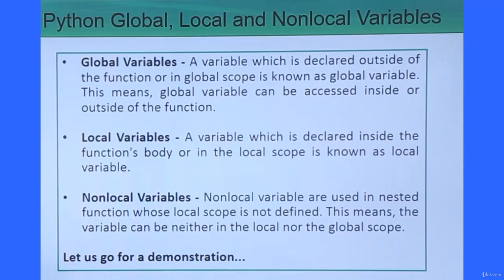What about non-local variables? Non-local variables are used in nested functions whose local scope is not defined. So that means within the nested function we are using one variable which is not locally defined within the function itself. This means that the variable can be neither in the local nor in the global scope. So those variables will be known as non-local variables. I think the concept is not getting clear to us, so let us go for one practical demonstration for better understanding.